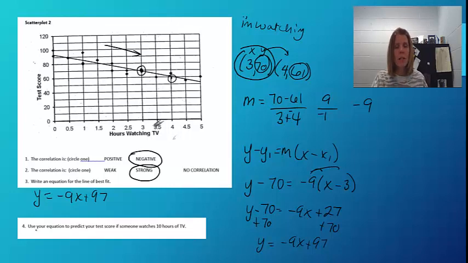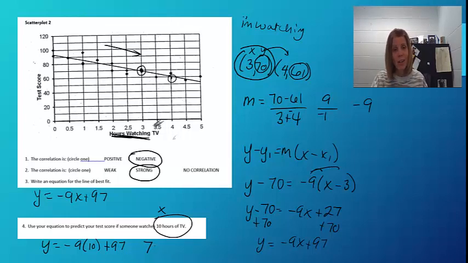So this number 4 says to use your equation to predict your test score if someone watches 10 hours of TV. So let's look at this 10 hours of TV. Notice that hours watching TV is on the x-axis, so that is an x value. So I'm going to put it in for x in my line of best fit. So y equals negative 9 times 10 plus 97, and when you figure that out, it will be 7. So we could predict a test score of 7.